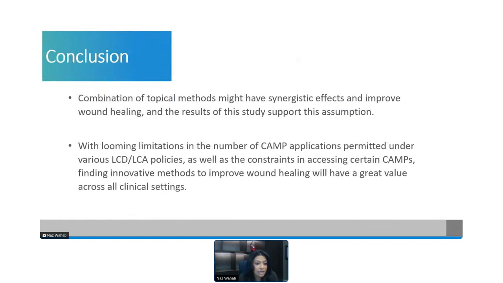So in conclusion, I really do think that topical methods of using this oxygen might have synergistic effects and improve wound healing, and the results of this study really support that assumption. And really with the limitations of LCDs and LCAs coming and the constraints that we're going to be having accessing certain cellular products, I think utilizing our topical oxygen in that algorithmic approach and as a treatment option is really important across all clinical settings.